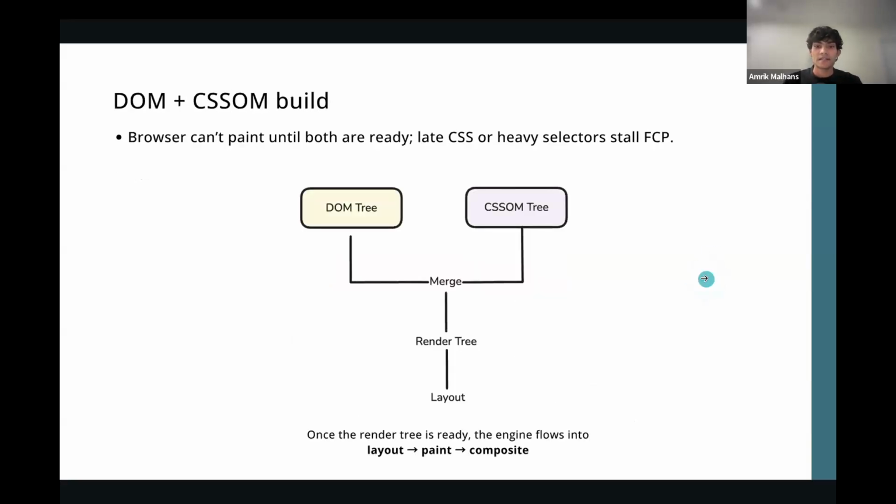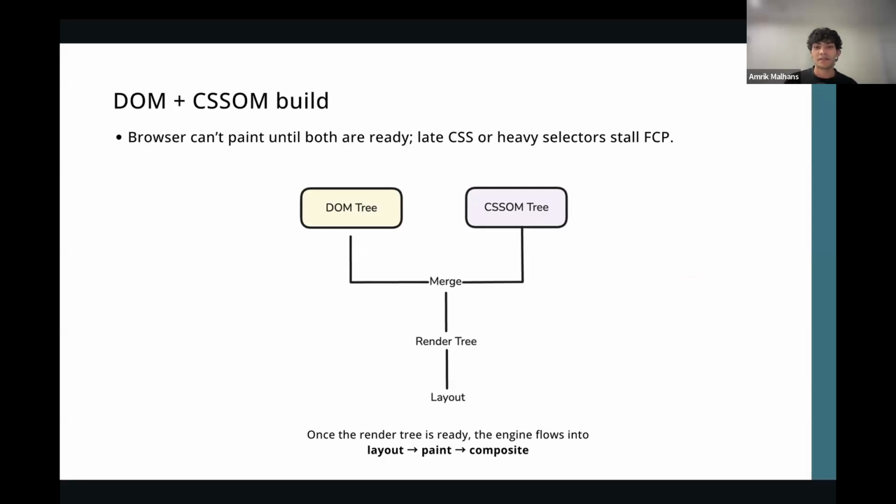So the structure alone isn't enough. The browser also needs style. As the HTML is parsed, the browser builds the DOM tree, a structured representation of elements like div, paragraph tags, and other tags. At the same time, every link, style sheet, or style block gets fetched and parsed into the CSS object model. This defines the computed styles like colors, fonts, margins, position, etc. But here's the key: rendering cannot begin until both the DOM and CSS object model are ready. So even if the HTML arrives quickly, if your critical styles are buried in a 200 kilobyte CSS file at the end of the head, the painting will stall.